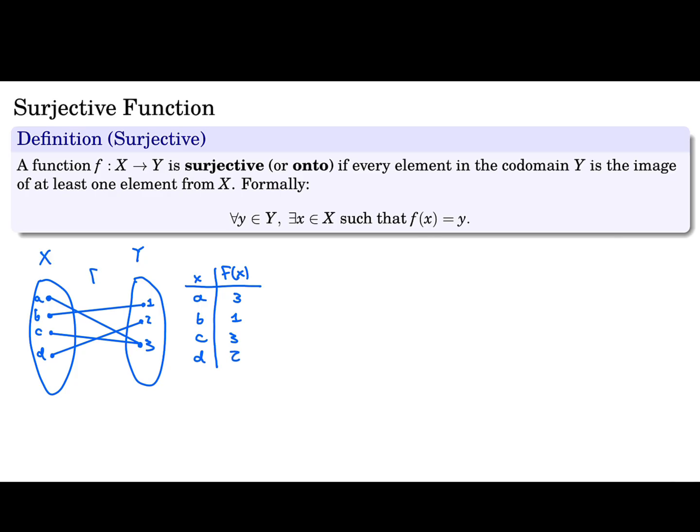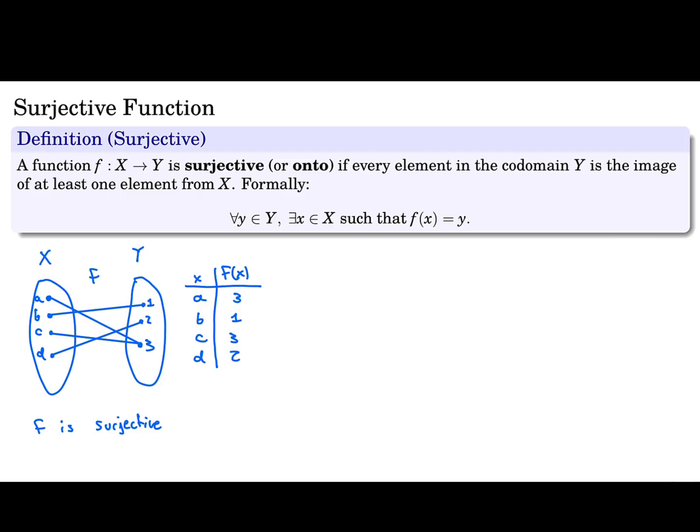So this function f is surjective. Why is that the case? Let's look at this carefully. For every y in y, and this is where we need to check, there has to exist an x in the domain such that f of x is equal to y. What this means in terms of the picture is that every point here has to have a line going into it. It needs to be the output of something. And that is the case.